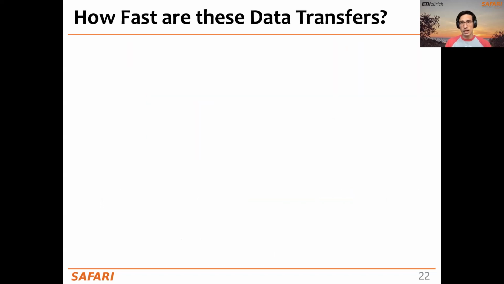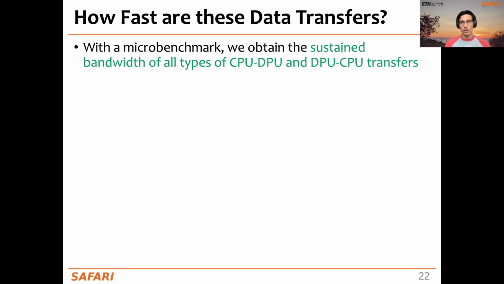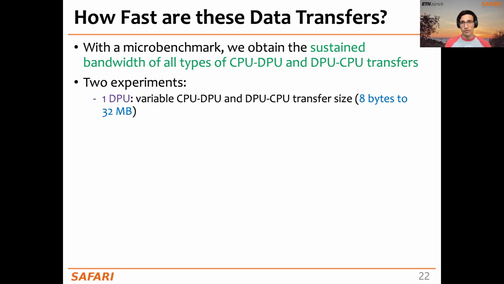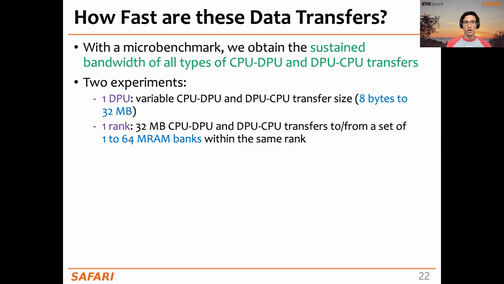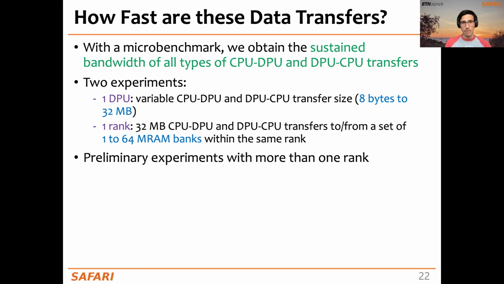But now let's see how fast these transfers are, because we have been working on that. We created microbenchmarks to obtain the sustained bandwidth of all types of CPU-DPU and DPU-CPU transfers. In particular, we ran two different experiments. In the first one, we target a single DPU. We use variable CPU-DPU and DPU-CPU transfer sizes from 8 bytes to 32 megabytes. In the second experiment, we target a whole rank with 64 DPUs, and in this case we transfer 32 megabytes from CPU to DPU and from DPU to CPU for a set of 1 to 64 MRAM banks.